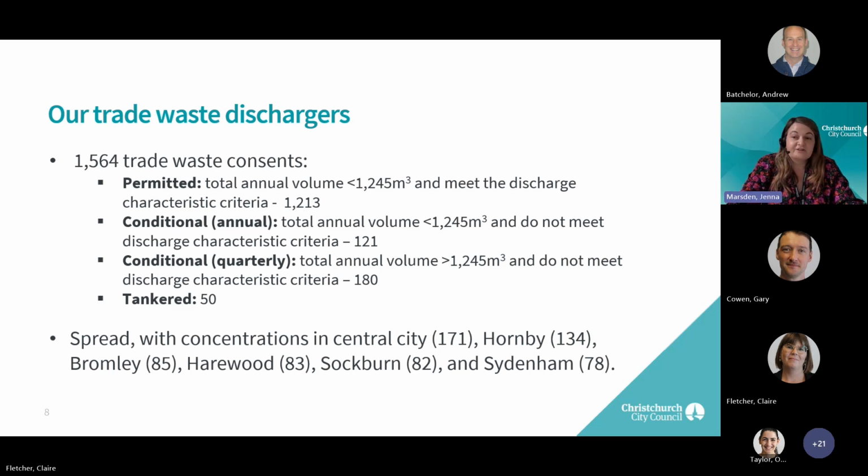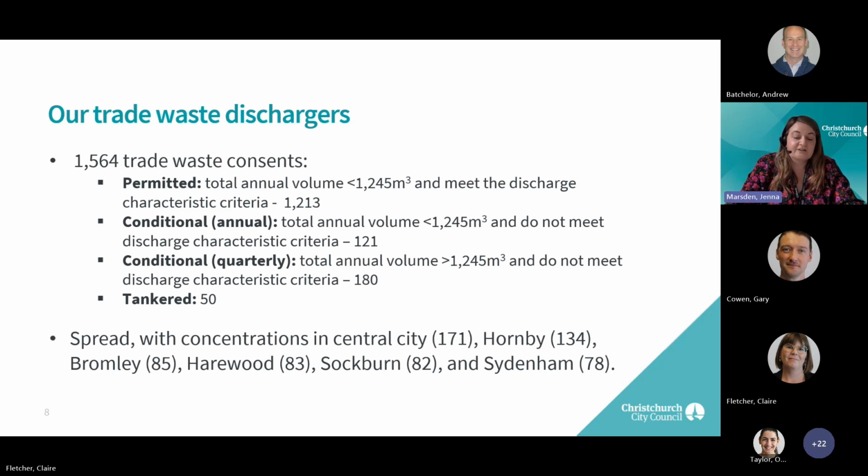We then have conditional trade waste consents, and this is split into annual and quarterly. Conditional annual consents have the same volume limit as permitted consents, but they don't meet the characteristics in Schedule 1A. So for example, the discharge may contain a high level of a particular metal, as an example. So we have just over 120 of these types of consents.